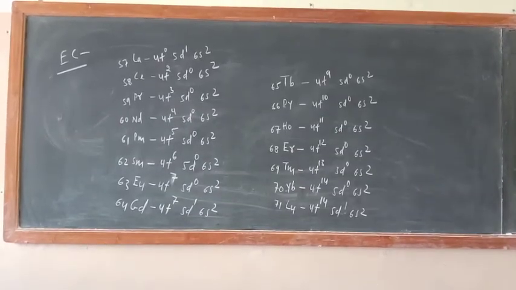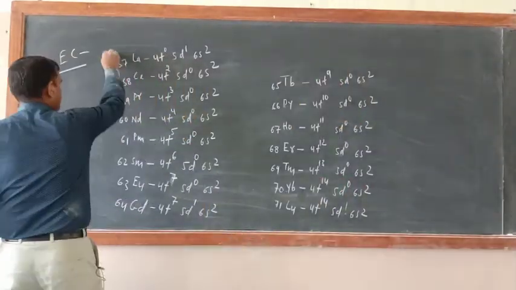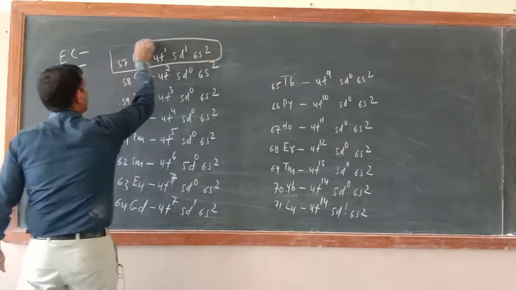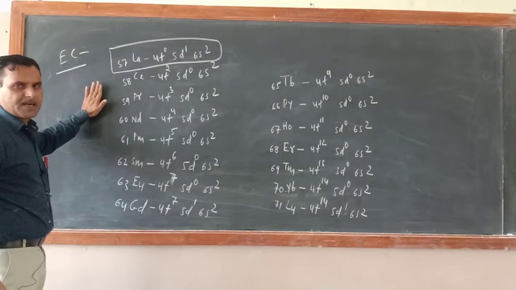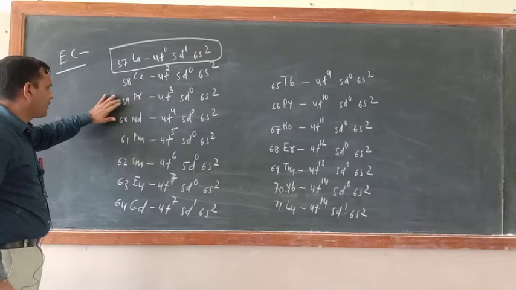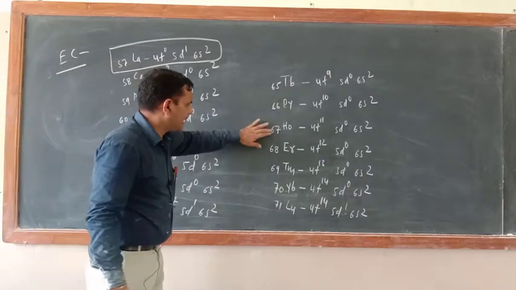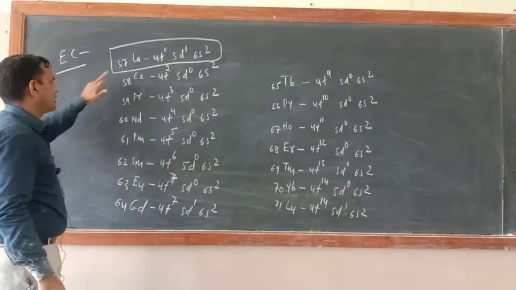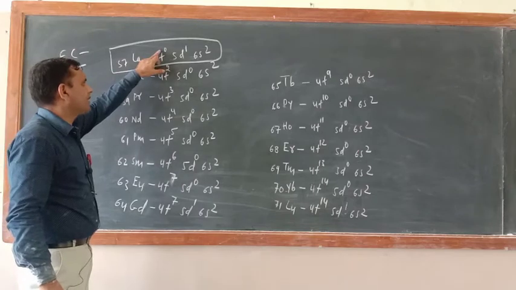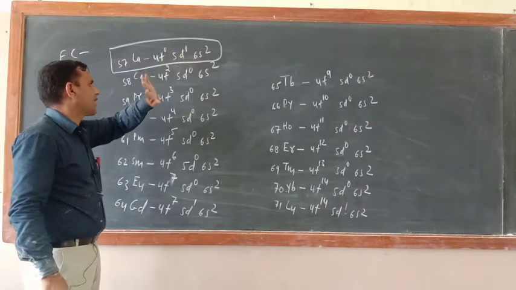So dear cadets, this is the electronic configuration of lanthanides. Just try to understand. Of course I wrote the electronic configuration of lanthanum also, but this is not a member. Only 14 members are considered to be the lanthanides: 1, 2, 3, 4, 5, 6, 7, 8, 9, 10, 11, 12, 13, 14. You see the electronic configuration. In lanthanum, 4f0 electron is there, 5d1 electron is there, and 6s2 electron is there.